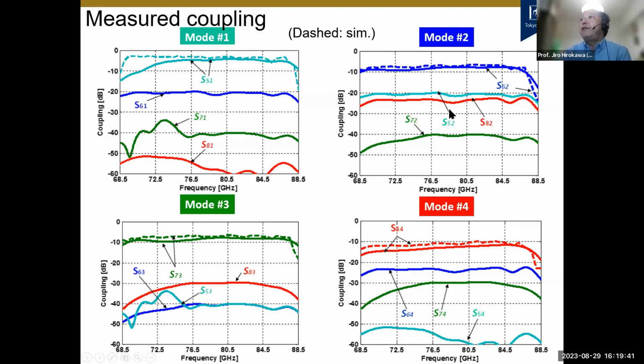The top right shows the result for mode 2, and the left bottom shows the result for mode 3. And the right bottom figure shows the result for mode 4. Anyway, for all modes, we have fairly good agreement between the measurement and simulation for the desired mode.